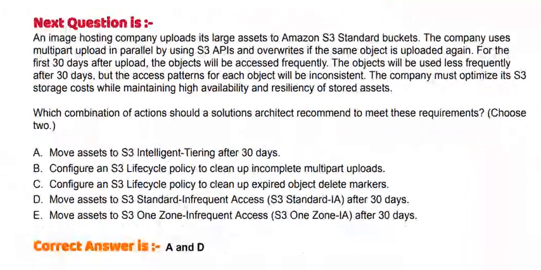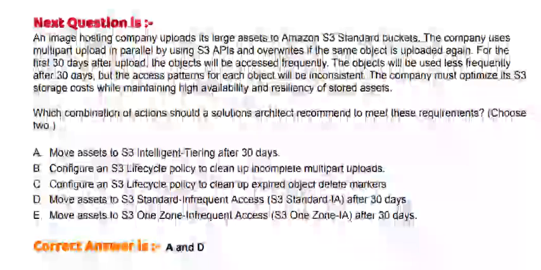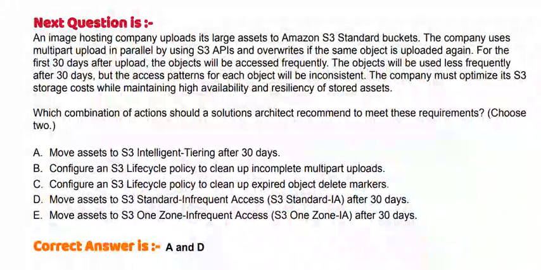Next question is, an image hosting company uploads its large assets to Amazon S3 Standard buckets. The company uses multipart upload in parallel by using S3 APIs and overwrites if the same object is uploaded again. For the first 30 days after upload, the objects will be accessed frequently. The objects will be used less frequently after 30 days, but the access pattern for each object will be inconsistent. The company must optimize its S3 storage costs while maintaining high availability and resiliency of stored assets. Which combination of actions should a solutions architect recommend to meet these requirements?